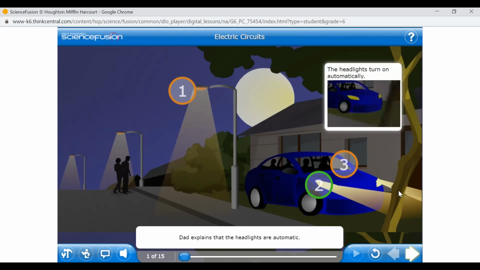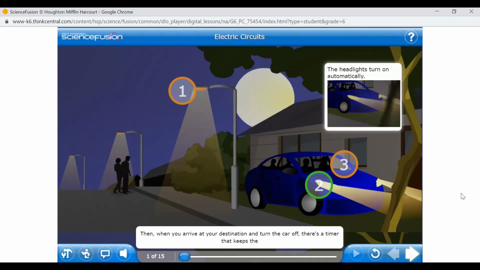Dad explains that the headlights are automatic. There's a sensor that detects if there's not enough light outside to drive safely. The light sensor electronically signals the headlights to turn on. Dad explains that it's one of the new car's safety features. When it's dark outside, the headlights automatically come on.